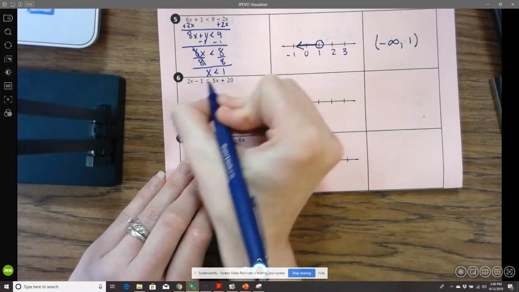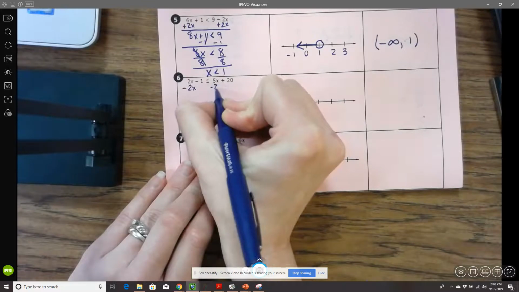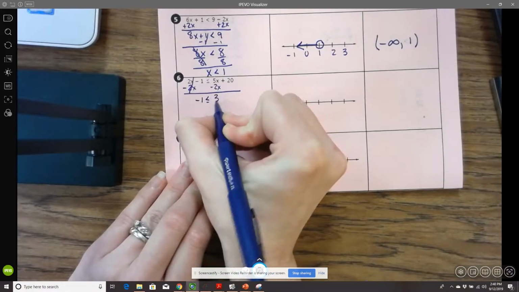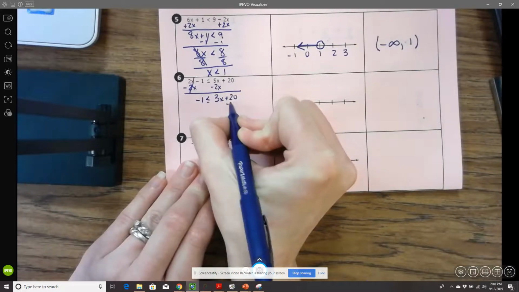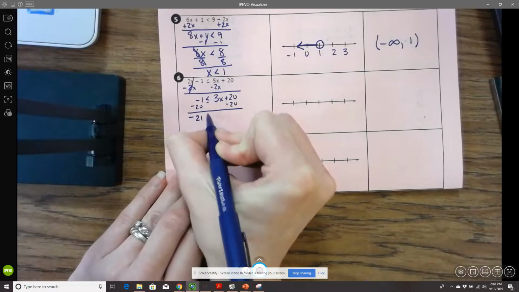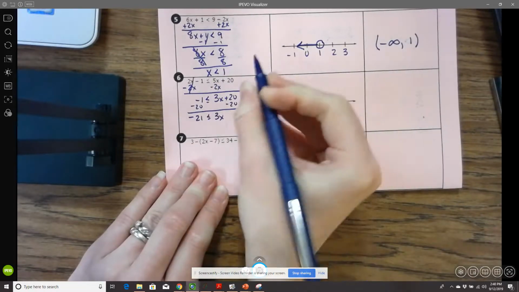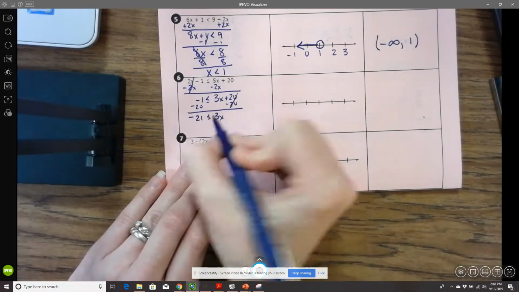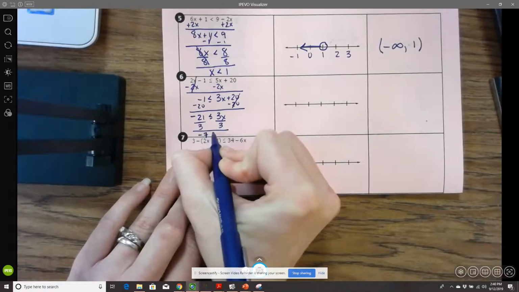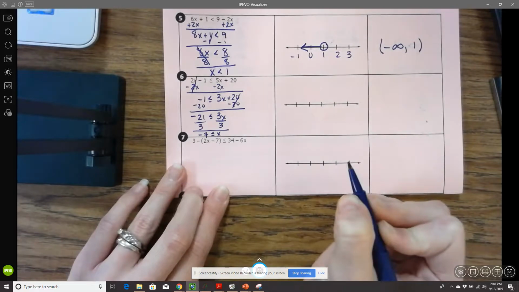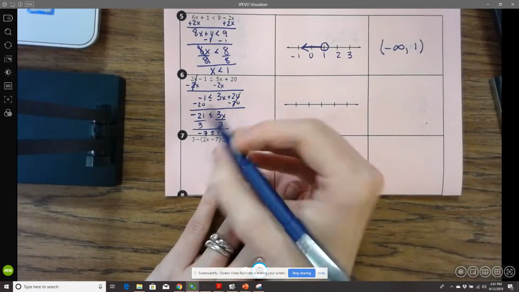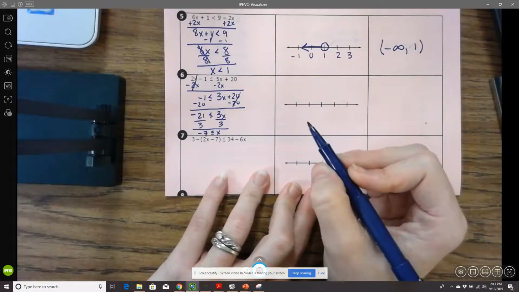All right, on this one, same thing. We've got to move a variable. So we've got 3x plus 20, and then we're going to subtract the 20 from both sides. So we would have negative 21 is less than or equal to 3x. We would divide both sides by 3. So we'd get negative 7 is less than or equal to x.